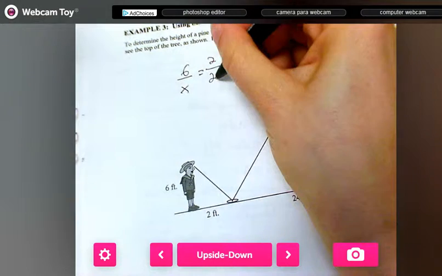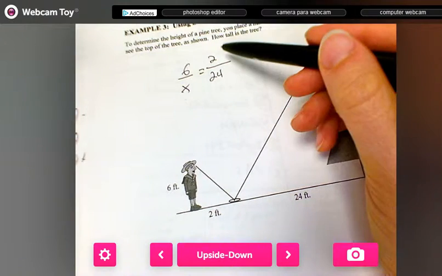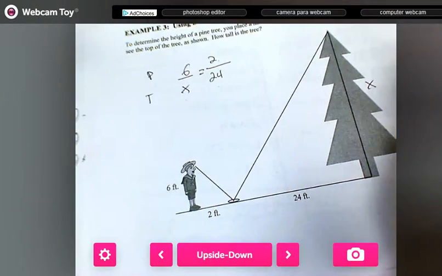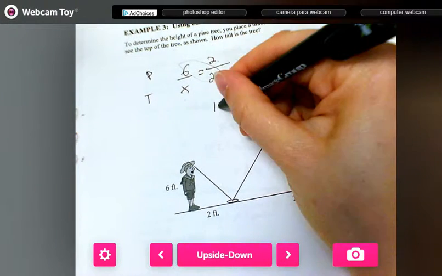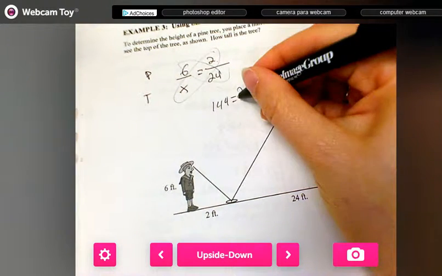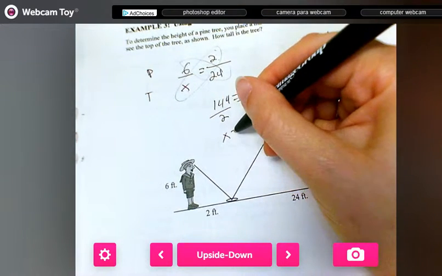24. Okay, so we did height of the person over height of the tree. Distance from the person to the mirror, distance from the tree to the mirror, right? Person goes on top, tree goes on the bottom is kind of what we're doing. 6 times 24 is 144. 2 times x is 2x. Divide both sides by 2, and x equals 72 feet.